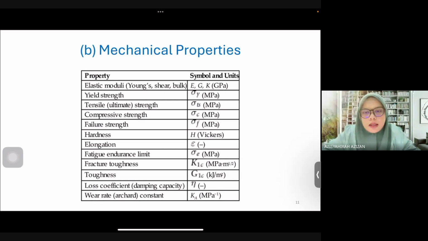I'll take an example: the strength properties. We have several types of strength: tensile strength, compressive strength, failure strength. This strength tells us how much force a material can handle before it breaks, before it reaches its breaking point. So how much force the material can endure, that amount of stress.